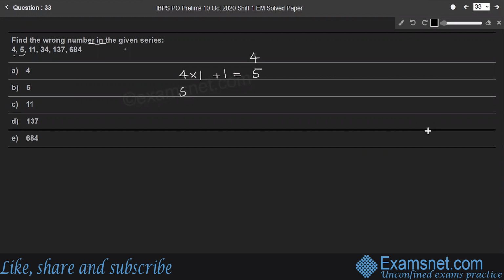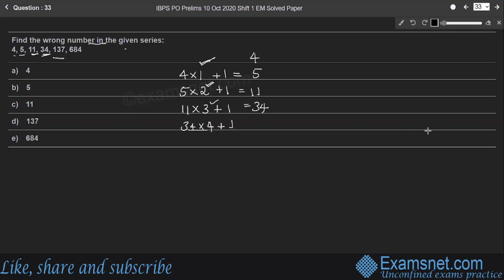When the second number 5 is multiplied by 2, you will get 10, plus 1 gives the third number. When the third number is multiplied by 3, you will get 33, plus 1 gives 34, which is the fourth number. So in each case the multiplier is increased by 1. Therefore, in the next case, 34 should be multiplied by 4, plus 1.